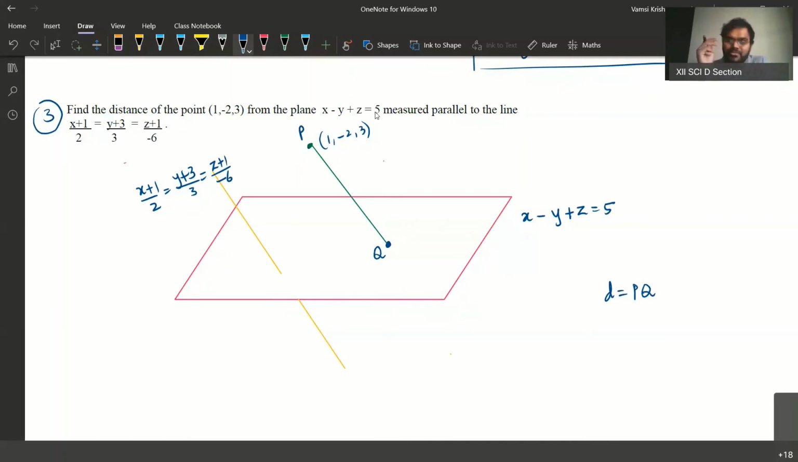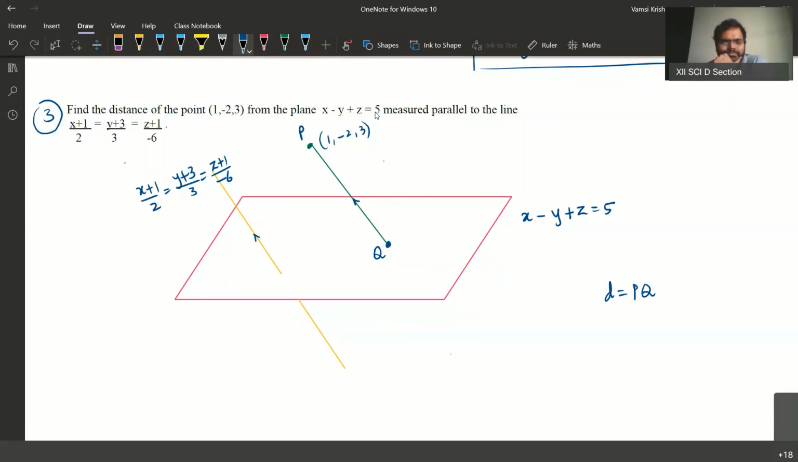All right, students. So how do we do this? Can anyone help me out with this? Two lines are parallel to each other. Anyone? How do we measure the distance PQ?